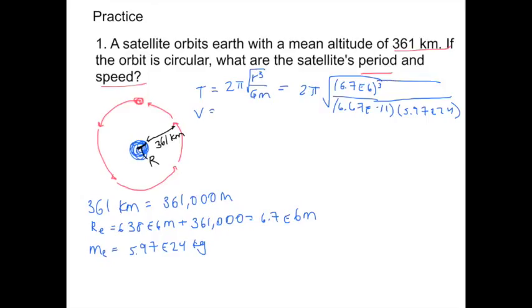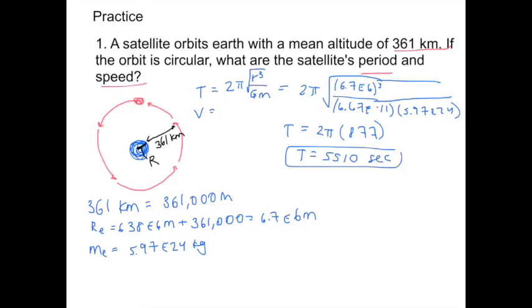That's a pretty complicated equation with a lot of scientific notation, but we're going to multiply all of that out. We'll get that T is equal to 2 pi times about 877. So the period of the satellite is going to be 5,510 seconds.